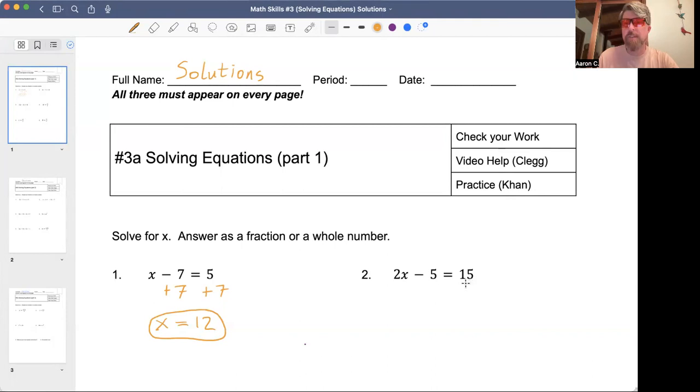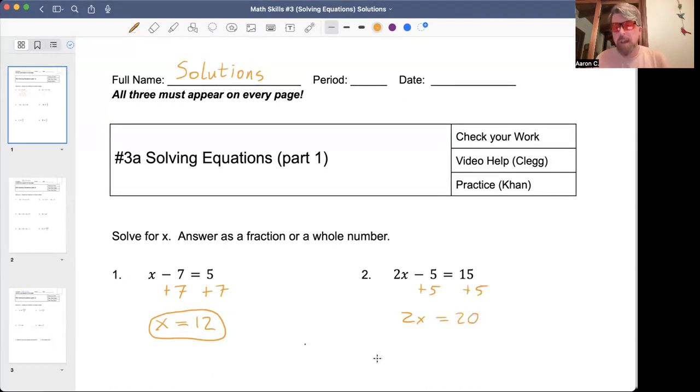Let's do the second one. 2x minus 5 equals 15. Now, this is a two-step equation, so we're going to have to do two separate things. First of all, we recognize that there are two terms on the left and one term on the right. Terms are things that are separated by a plus or minus sign. We're going to first move this term over because it doesn't have the variable in it. So we're going to add 5 to both sides, and negative 5 plus 5 adds up to 0. So we're just going to have 2x on the left, and 20 on the right.